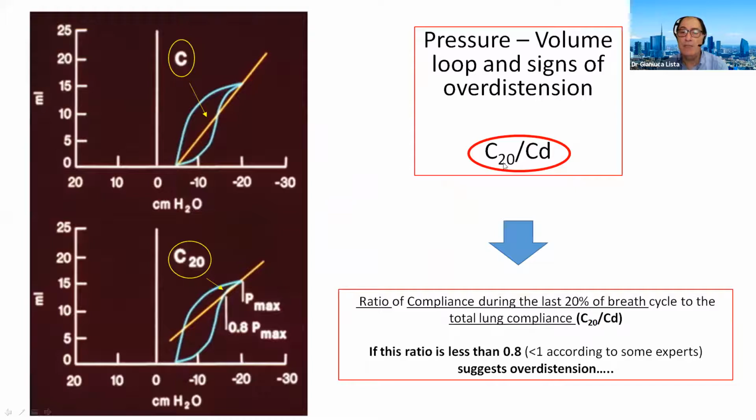The C20 is the last 20% of the breath cycle, and when the ratio between the C20 and the C total is less than 0.8 or less than 1, this is the ratio that gives you information that probably you are very, very close to the overdistension. So you have to reduce your parameters in order to try to reduce the risk of overinflation of the lung.